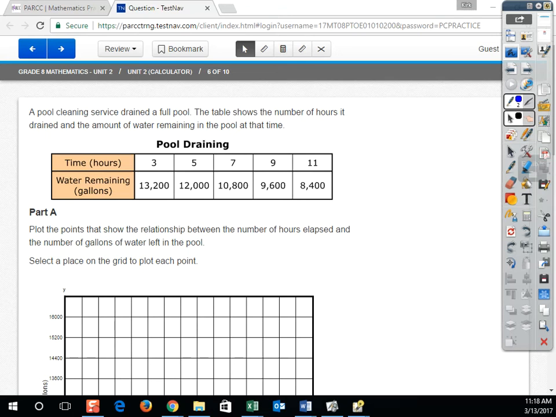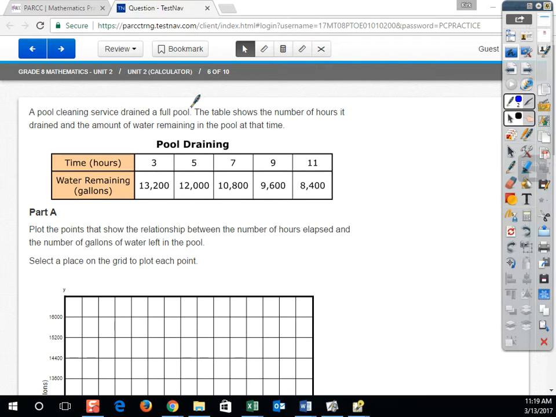We're going to take a look at the PARCC practice problems in Unit 2, and we're going to start with problem number 6, and we're going to go through problem number 10. So here we go. Oh, and these problems were posted on the 2017 practice tests. A pool cleaning service drained a full pool. The table shows the number of hours it drained and the amount of water remaining in the pool at that time.